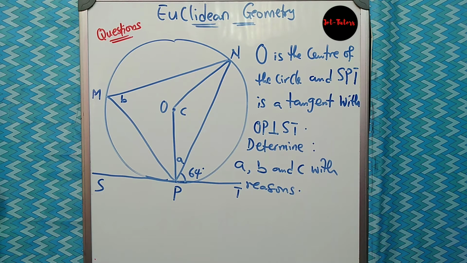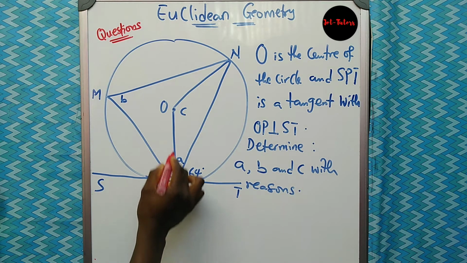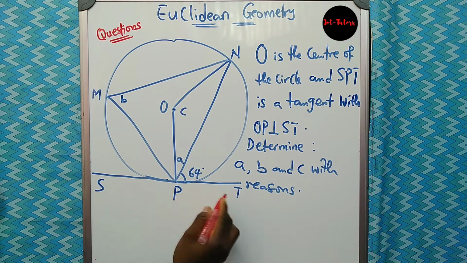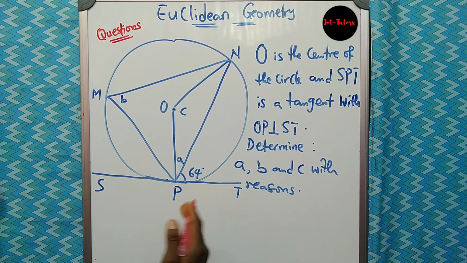The question says, O is the center of the circle, and SPT is a tangent with OP perpendicular to ST. We can see it is perpendicular to line ST. SPT is the tangent. Determine A, B, and C with reasons. As I have told us earlier, anytime you are solving questions under Euclidean geometry, you must give your reason why the answers are so. And sometimes when you are solving these questions, it doesn't have to follow alphabetically, but you have to solve it reasonably just to get the answers that are required.